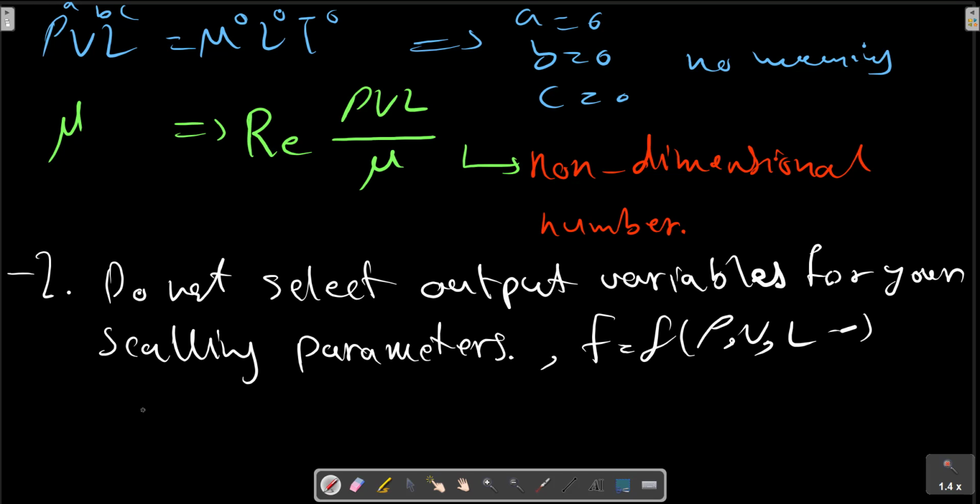In this case, we are plotting force and viscosity.